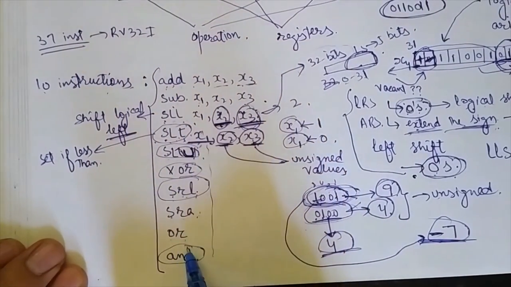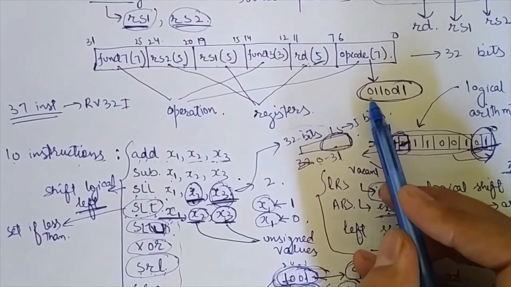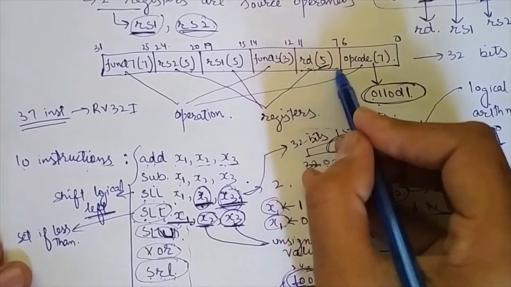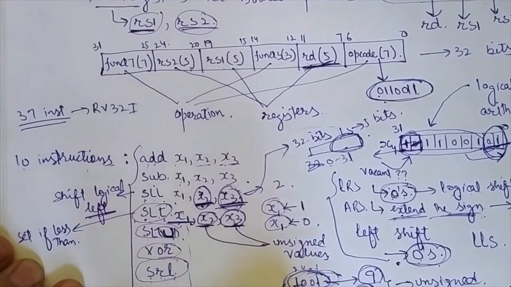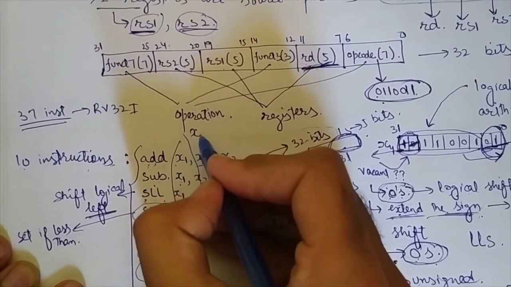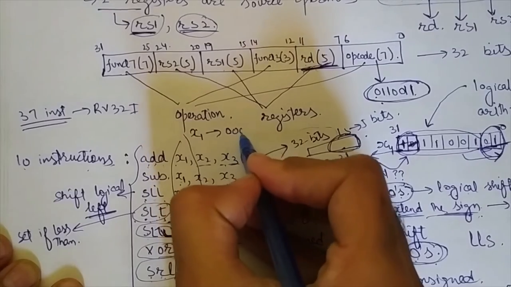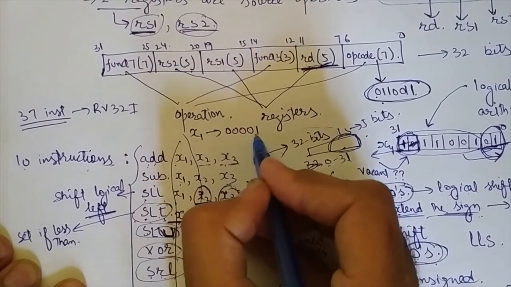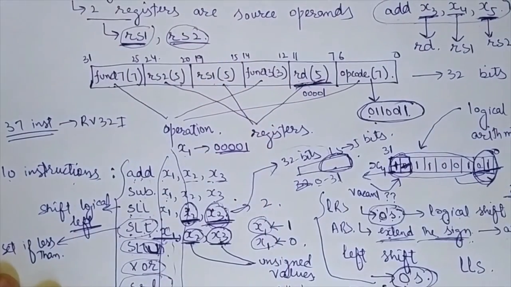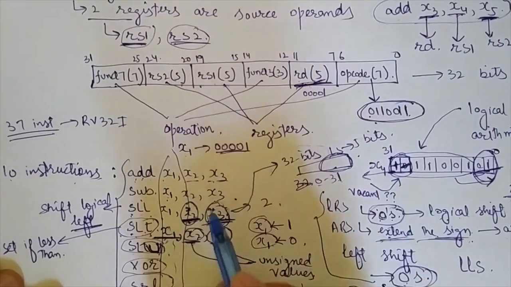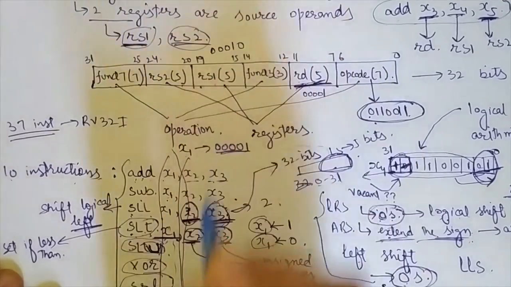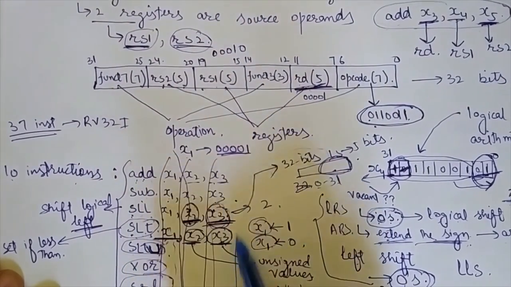And for all these 10 instructions, what is the value of opcode? Opcode is 0110011. Okay, what will be the value of RD? RD will be, in all these instructions, what we have assumed as RD? RD is X1. X1 means 00001. So RD will be 00001 for all these instructions. Okay, and RS1 is X2. So X2 will be 00010. And RS2 is X3. So what is X3?